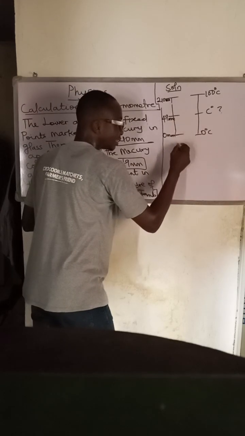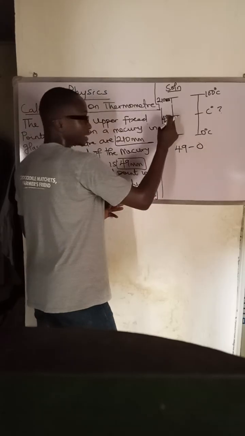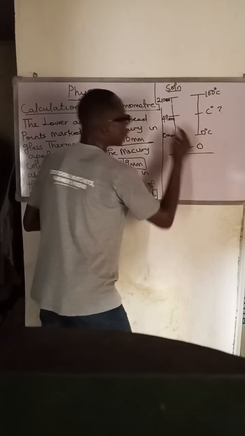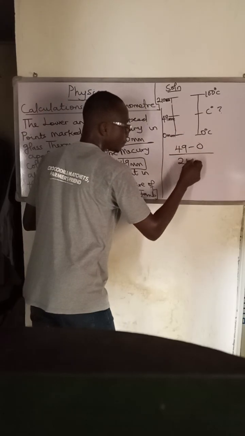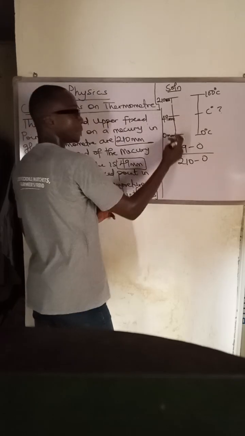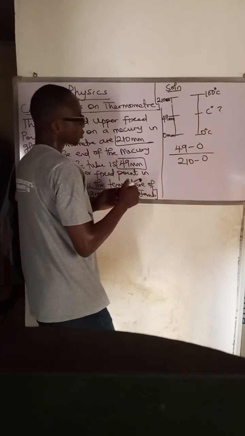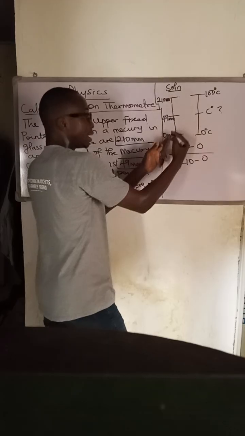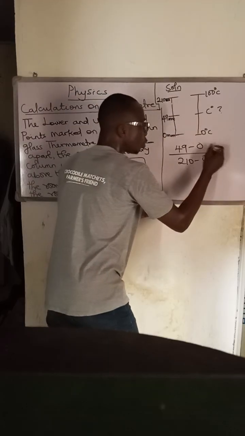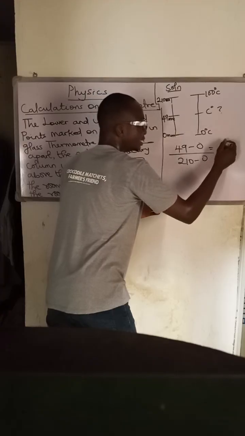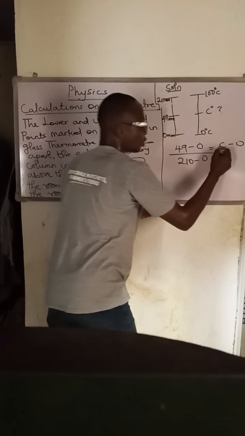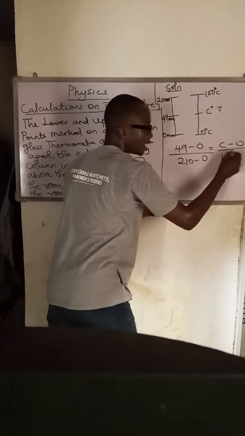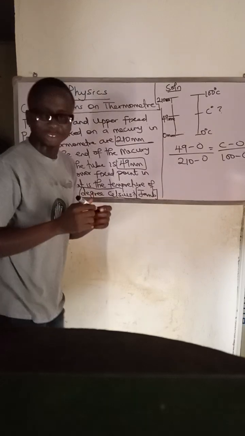You do 49 minus 0, this 49 minus 0, all over 210 minus 0. Please see what I am doing. 49 minus 0 all over 210 minus 0 is equal to, we start from here, C minus 0, that's C minus 0, all over what? 100 minus 0. Can you see that it is not difficult?